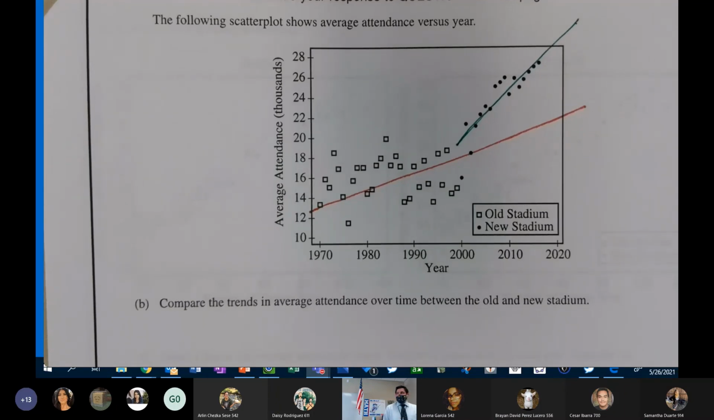So anything I can clarify on this example? This part.